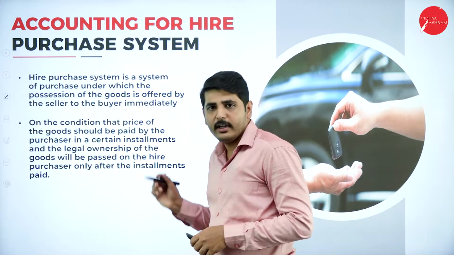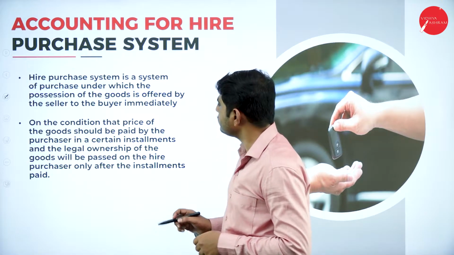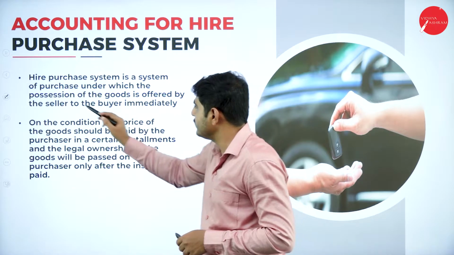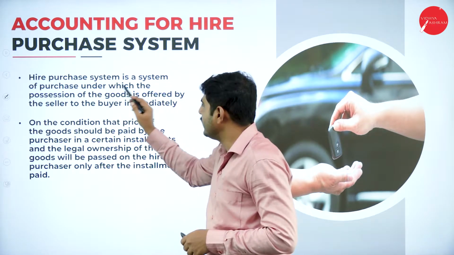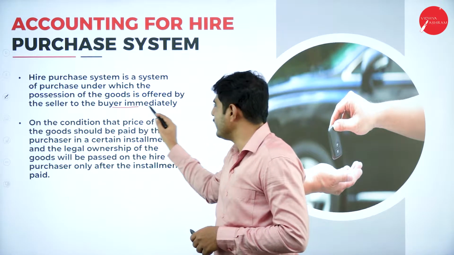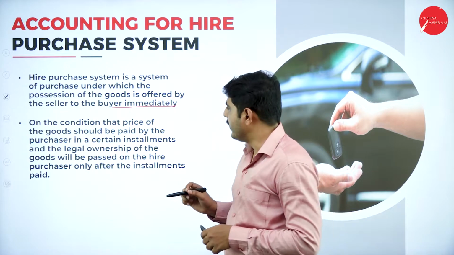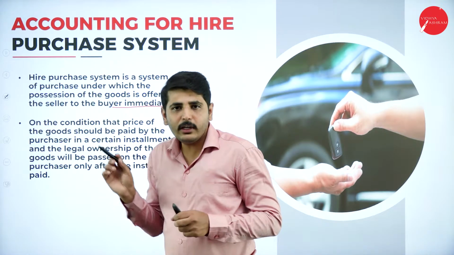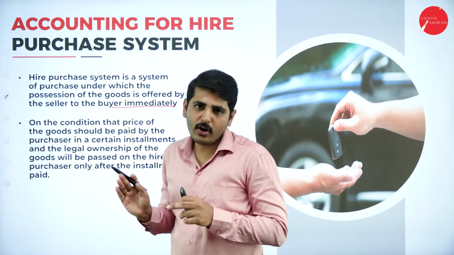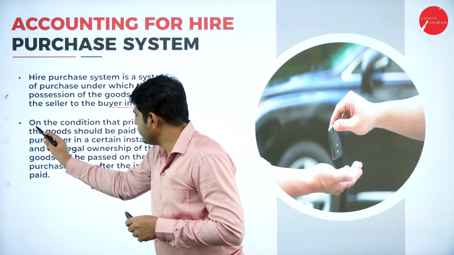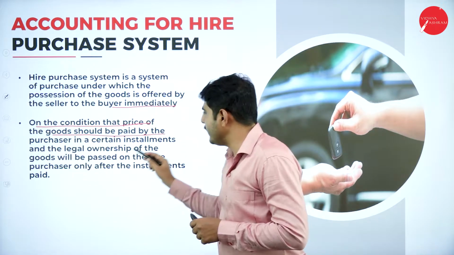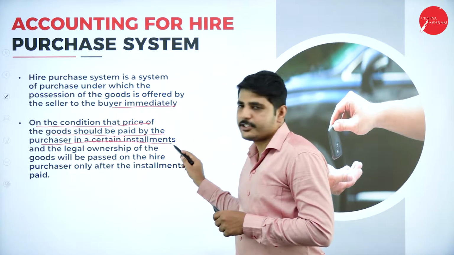Now, this is the meaning of hire purchase system. What is the meaning of hire purchase system? Hire purchase system is the system of purchase under which the possession of the goods is offered by the seller to the buyer. See, only the goods will transfer. The ownership will not transfer. Next one, on the condition, what is the condition? The price of the goods should be paid by the purchaser in certain installments.